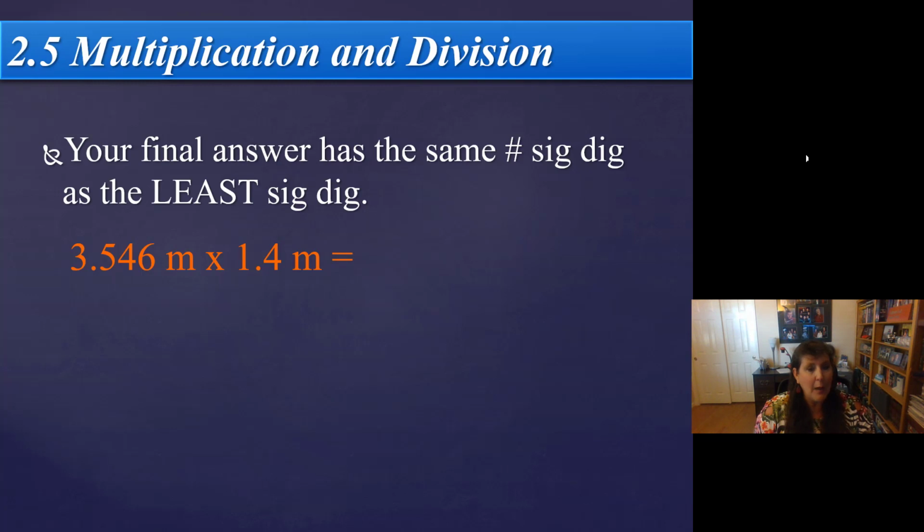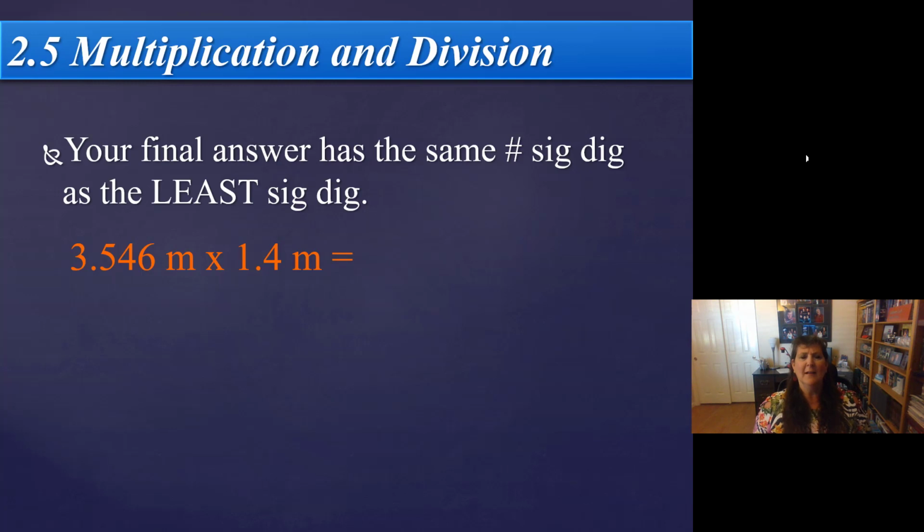3.546 meters times 1.4 meters. Let's try that on our calculator. 3.546 times 1.4 equals, I get 4.9644. So 1, 2, 3, 4, 5 sig figs. Wow. Let's look at how many I started with. 3.546 has 4 sig figs. 1.4 has 2 sig figs. So I started out with 4 and 2 sig figs, and I ended up with 5.